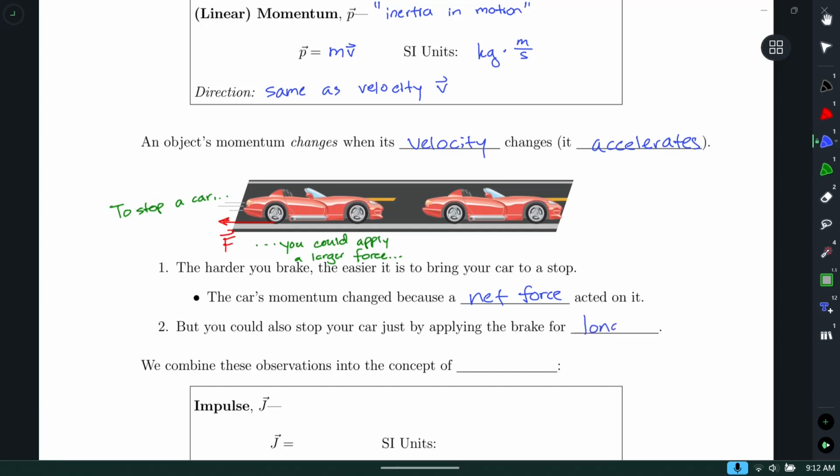You just press for longer. You hold your foot down wherever it is for a longer amount of time. You maybe can't slam the brakes and it'll take you a greater distance to come to a stop, but you will stop if you just hold the brake down for a longer amount of time. So your other option is time, your delta t. So you could apply a larger force or let it act for a longer time.